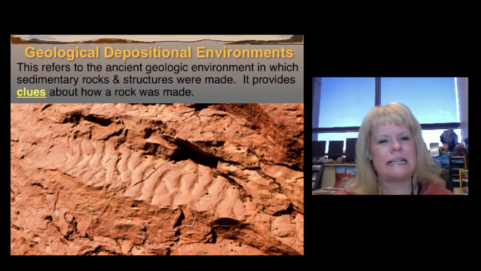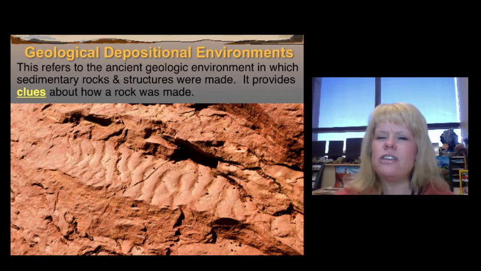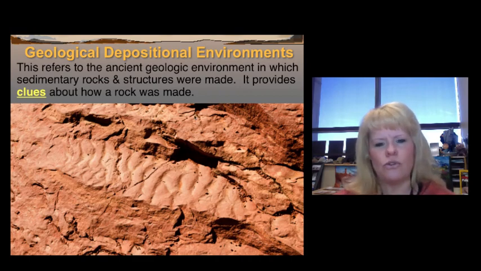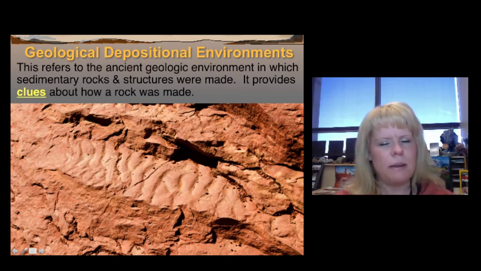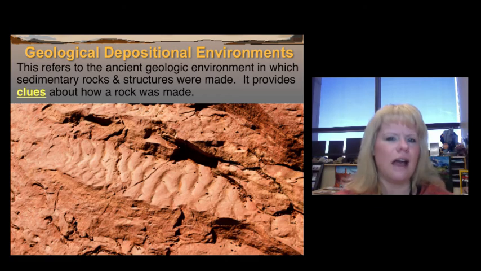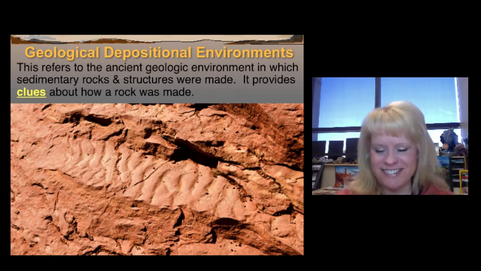Let's get to business. So again, the definition of a depositional environment is this. It's the ancient geologic environment by which a sedimentary rock and structures were made. Structures will become clear to you soon. It's all about discovering the clues. So what is this right here? Well, that kind of looks like what's called a ripple mark to me. That gives me an immediate clue as to the kind of environment that might have existed when this rock was formed. You'll find out more soon.